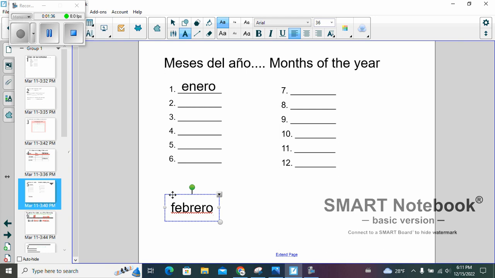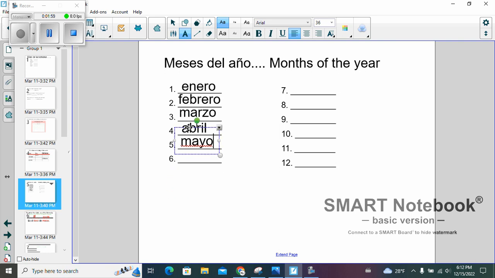February is febrero, febrero. Then we have March, marzo, marzo. April is abril, abril. And then we have mayo, mayo, not may, mayo, because in Spanish the A is always long. That's ah.